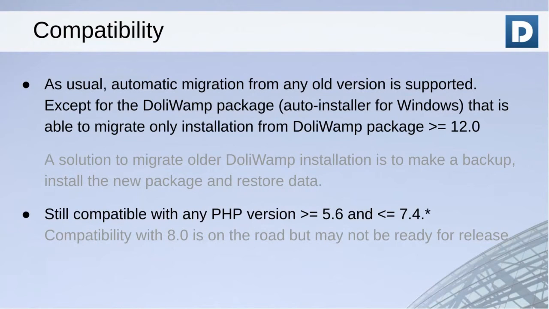If you install Dolibarr using the recommended solution, for example, by unzipping the zip file, or by using the Debian package, or by using the Git clone feature, it's not a problem. You can migrate from any version of Dolibarr, even if it's a version 3. Everything will work as usual. But if you use Doliwamp, the only solution is to make a backup, uninstall your old Doliwamp, install the new one, and then restore your backup. The automatic migration will not work with Doliwamp.